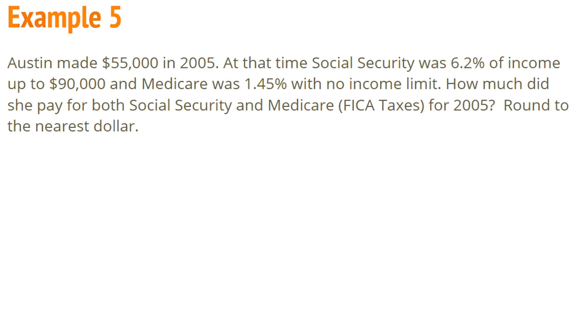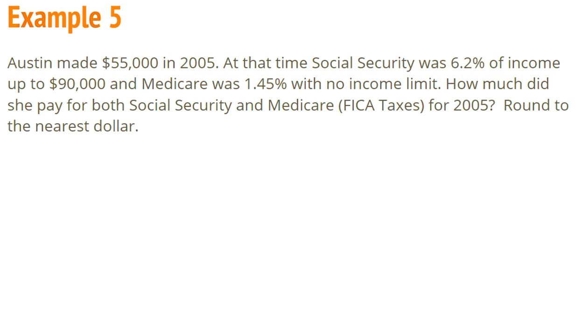Example 5. Austin made $55,000 in 2005. At that time, Social Security was 6.2% of income up to $90,000, and Medicare was 1.45% with no income limit. How much did she pay for both Social Security and Medicare, which are your FICA taxes, for 2005? Round your answer to the nearest dollar.